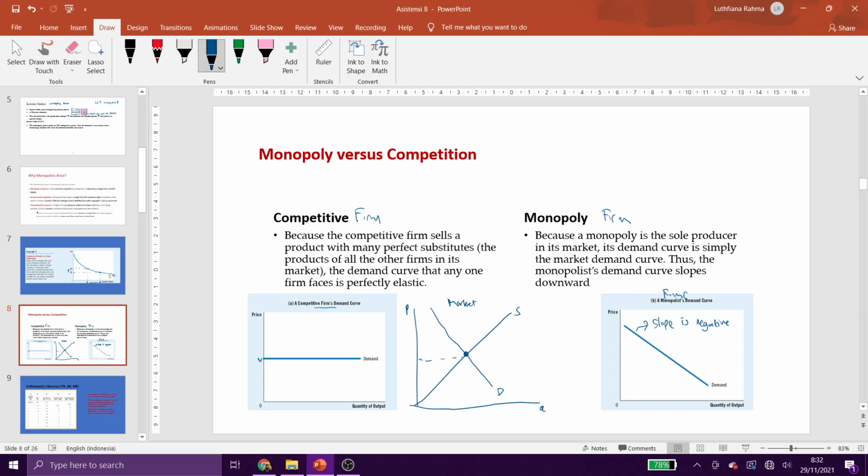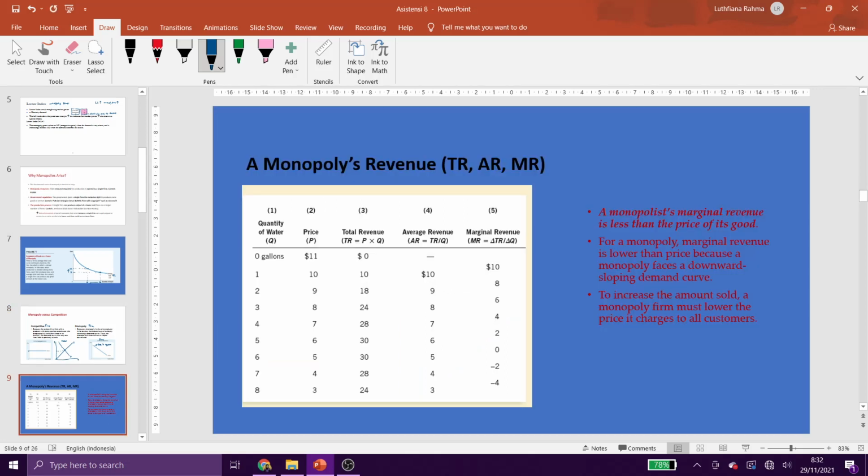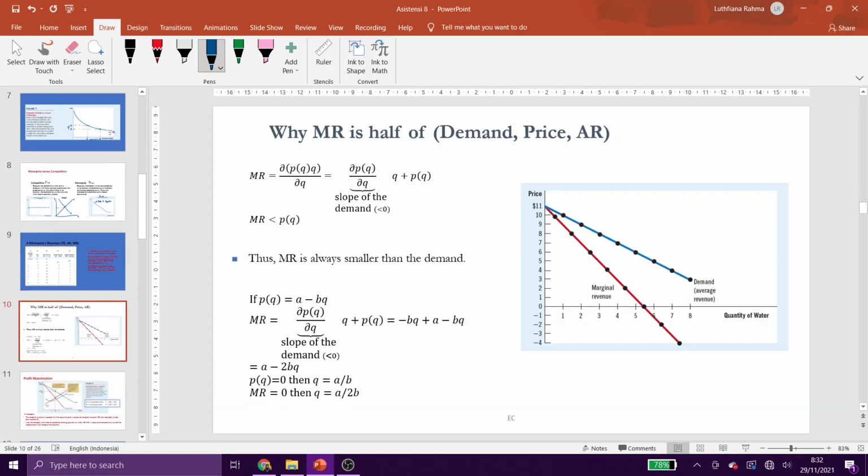So that is for the comparison between competitive firms and monopoly firms. And then here, we actually have said about this term in the revenue concept back when we were preparing for the midterm test. Now, here I have written an explanation.